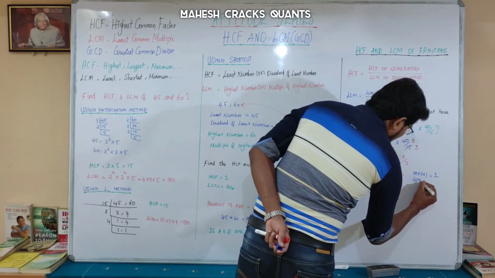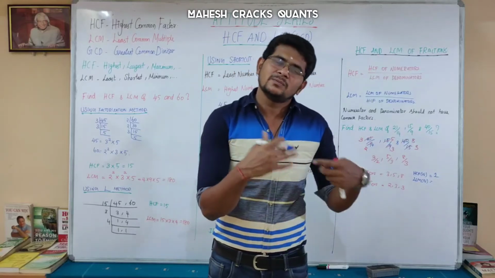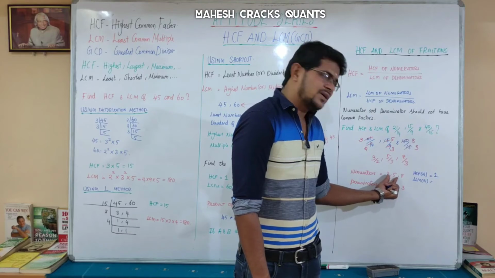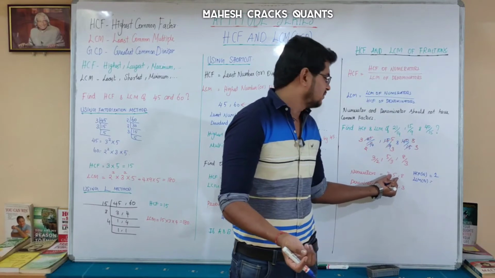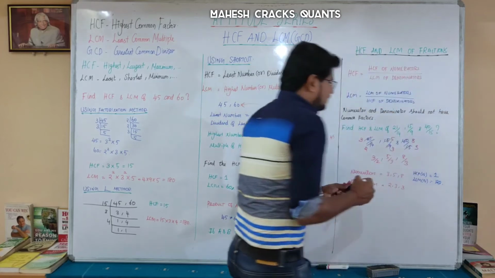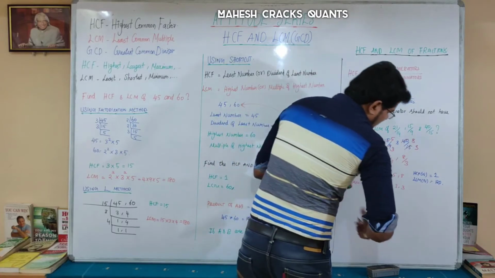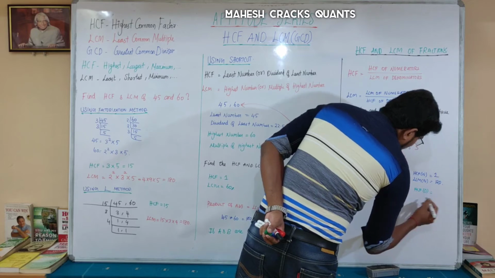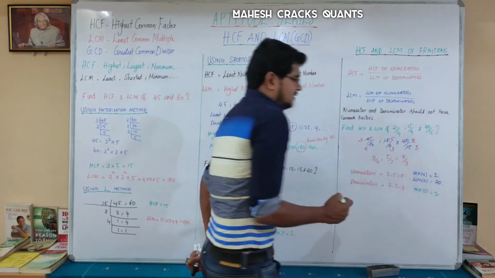The LCM of the numerators: if there is nothing common between the numbers, the product of the numbers is the LCM. That is what I told you. Here 3, 5 and 8 have nothing common, so 3 into 5 is 15, and 15 into 8 is 120. That is the LCM of the numerators. Next, find the HCF and LCM of the denominators. The HCF of denominators 2, 3, 3: there is no common factor between all 3.